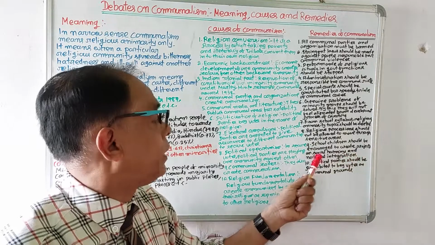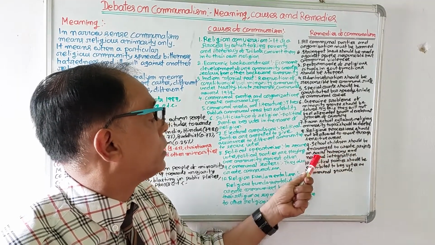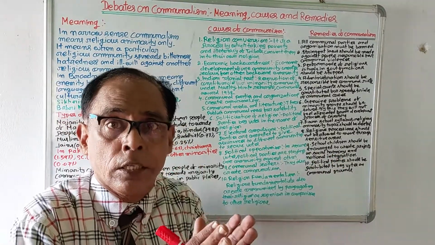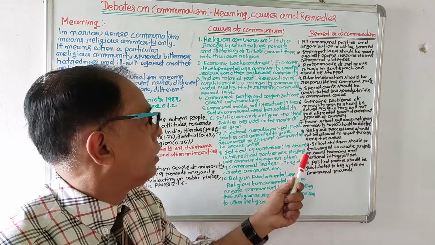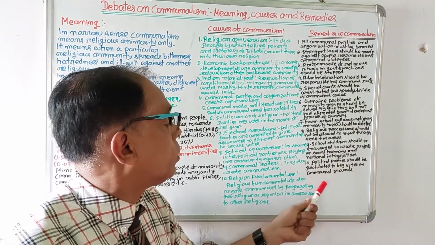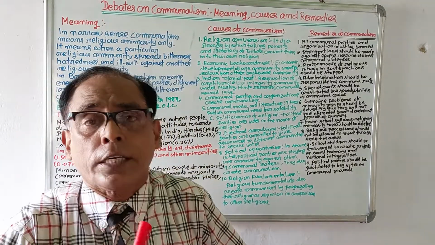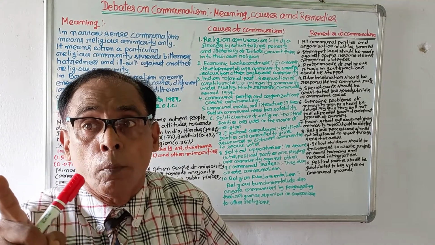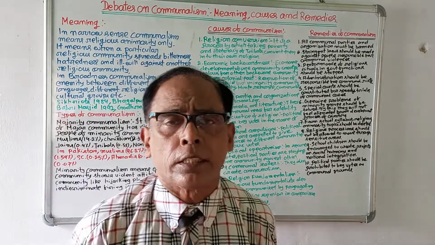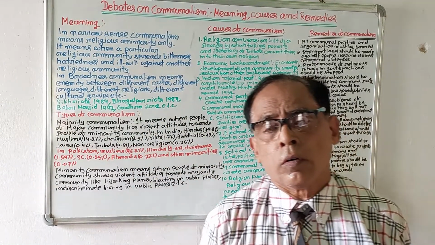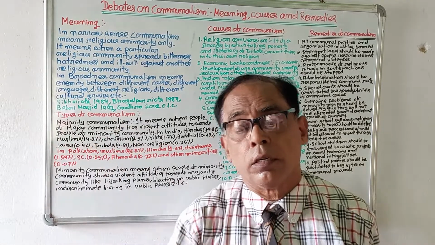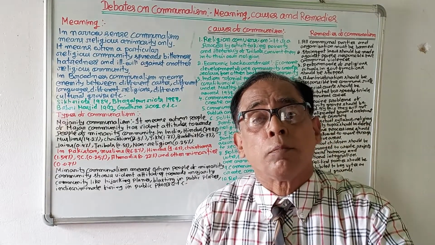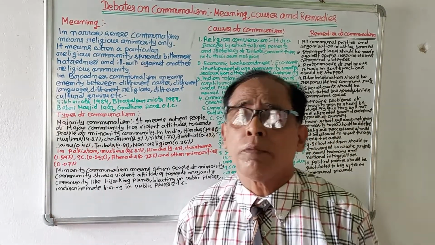Then school children should be encouraged to prepare projects on national harmony and national integration. Finally, political parties should be prohibited from begging votes on communal grounds. They should be instructed not to beg votes on communal grounds. So in this video we've discussed what communalism is, its narrow meaning, its broad meaning, majority communalism, minority communalism, the causes of communalism, and the remedies of communalism.